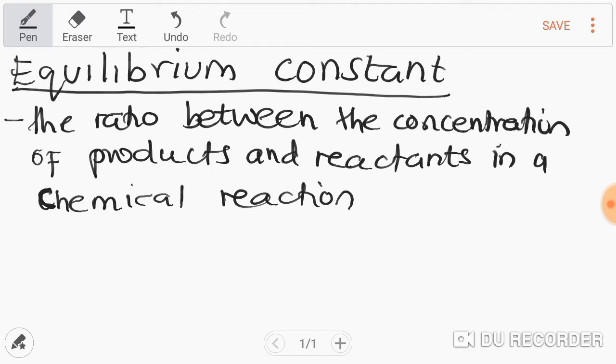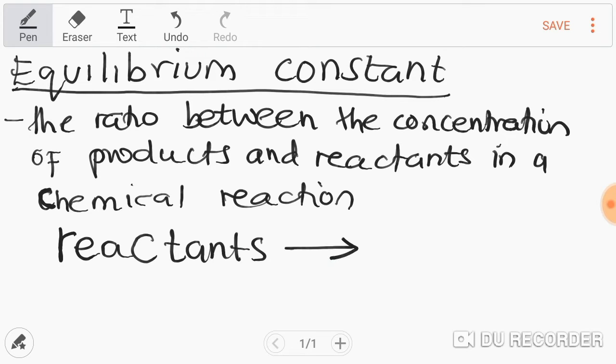So today we'll be talking about the equilibrium constant. The equilibrium constant is basically the ratio between the concentration of the products and the reactants in a chemical reaction. A chemical reaction is any reaction that occurs when reactants are changed into products, right?